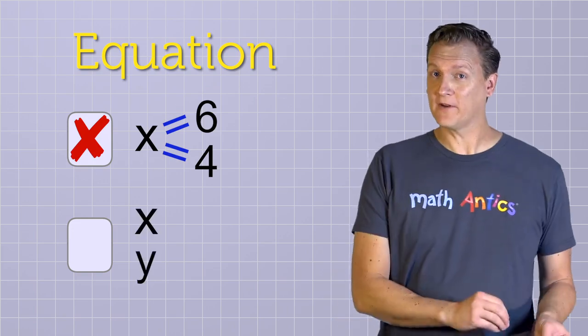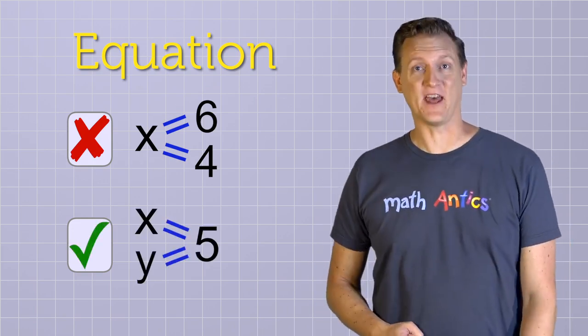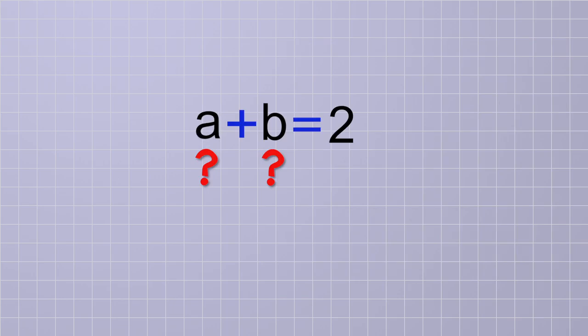Okay, so for any particular equation, we can't use the same letter to represent two different numbers at the same time. But what about the other way around? Could we use two different letters to represent the same number? Yes, and here's an example of that. Let's say you have the equation a plus b equals 2. What could a and b stand for so that the equation's true? Well, if a was 0 and b was 2, then the equation would be true.